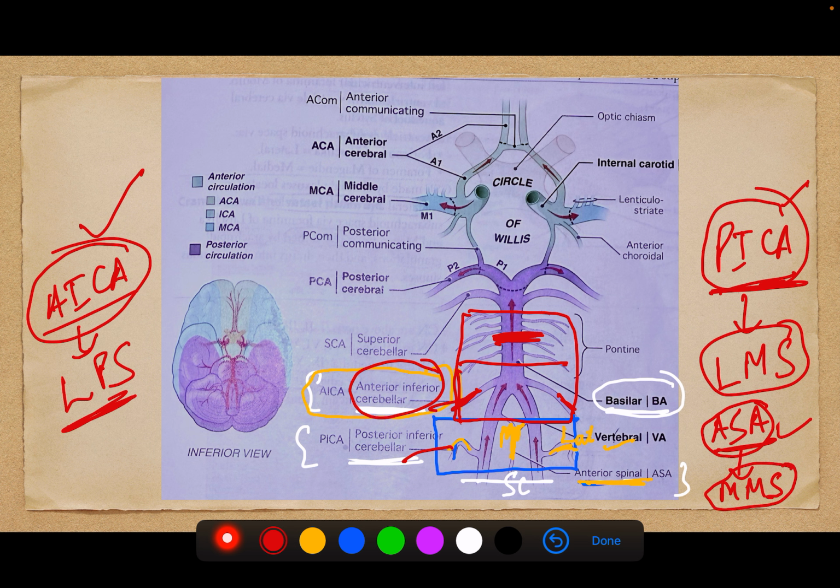Now we will discuss the symptoms, the collection of which is known as lateral medullary syndrome or medial medullary syndrome, in the coming slide.